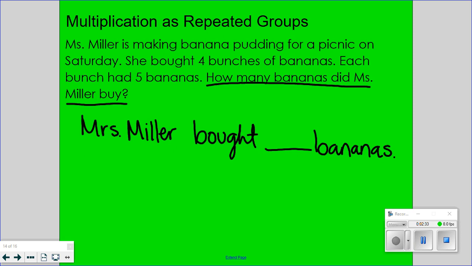What's the next thing I need to do? Write the problem. I know what I'm counting. What is the next thing I need to do? Ariana? Can you turn it and face me and say it so I can hear you? Make a model. Let's go ahead and crank out our bar model.